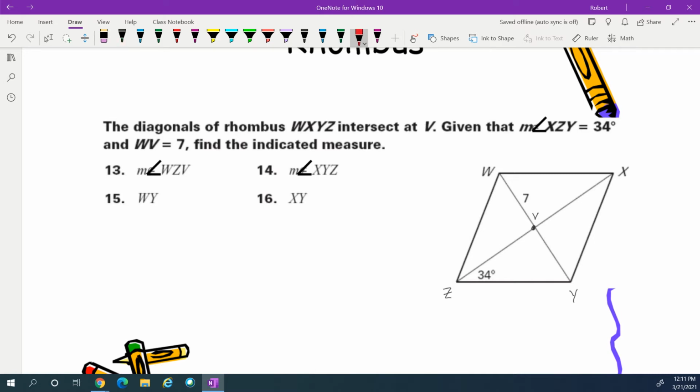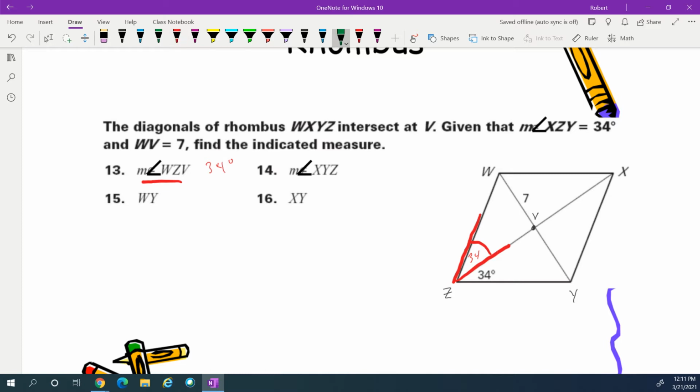So let's go for it here. Let's see what we can do. Number 13, angle WZV. So I want to find it first. WZV right here. Well, the diagonals bisect the opposite corners. So that tells us that angle is 34 degrees. A property of a rhombus is they bisect the opposite corners, or the opposite angles.